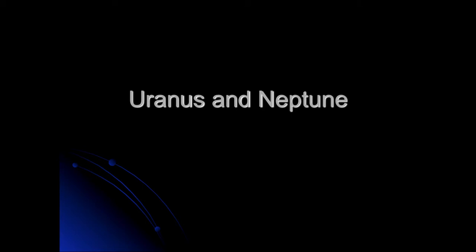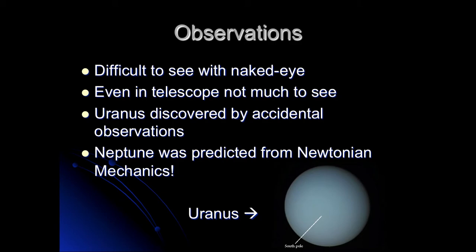Okay, so let's move a little bit further to our outer solar system and talk about Uranus and Neptune. So in terms of observations with your naked eye, Uranus and Neptune are very difficult to see. They would look like a star, but they're very hard to pick out because they are so far away and very small. Even in a telescope you're not going to see too much; it'll look very much just like a star. But once you have a powerful enough telescope, and missions that go close to the planets, then we start to see more of a planet-looking object.